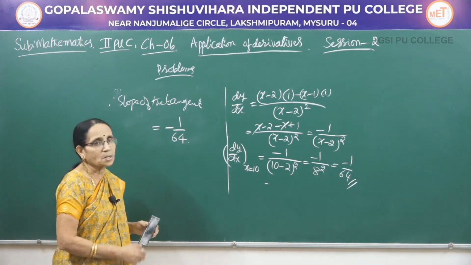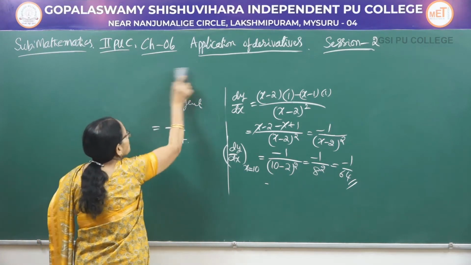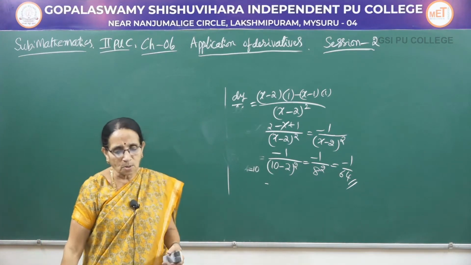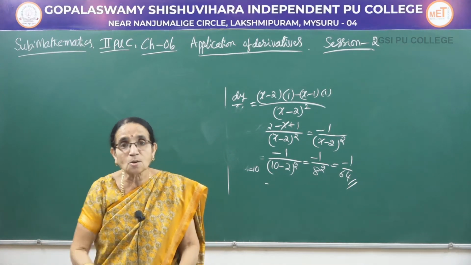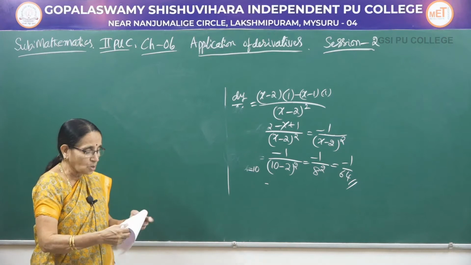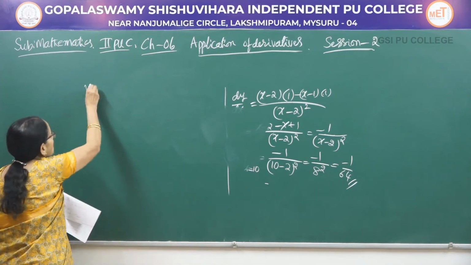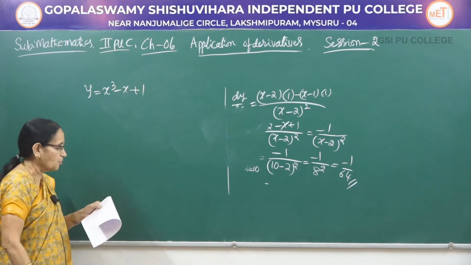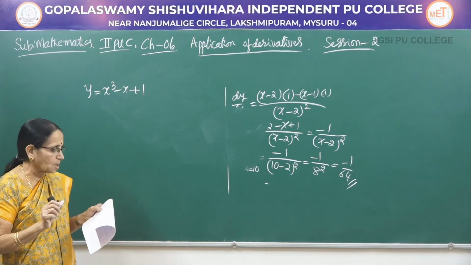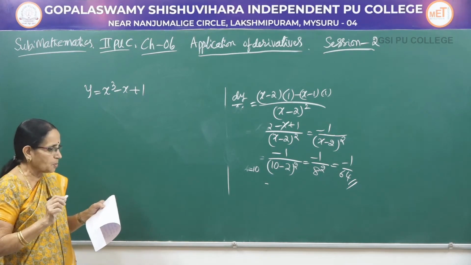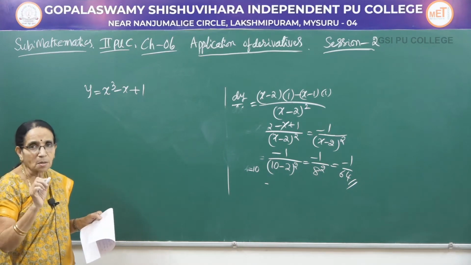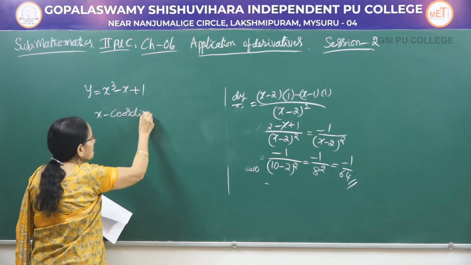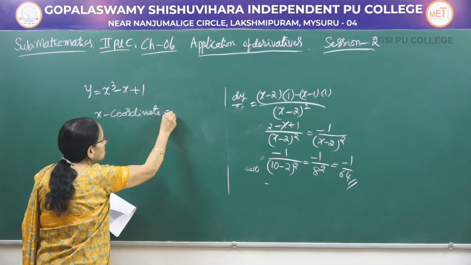So the slope of the tangent is minus 1 by 64. Now let us move on to the next problem. In the next problem also the same thing, you have to get the slope of the tangent only. Find the slope of the tangent to the curve y is equal to x cube minus x plus 1 at that point whose x coordinate is 2.